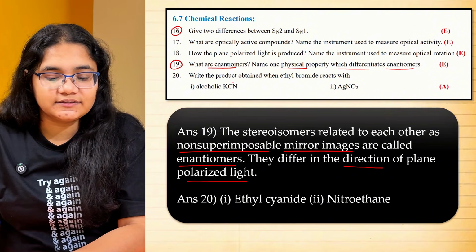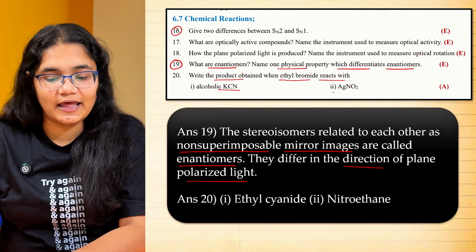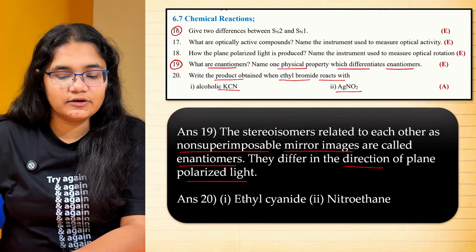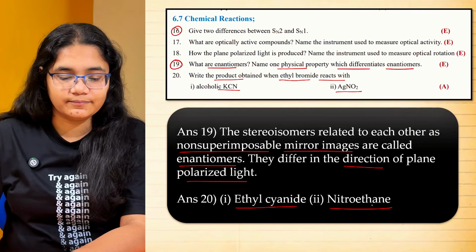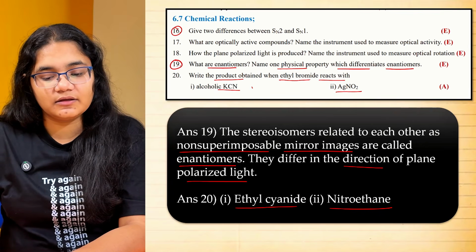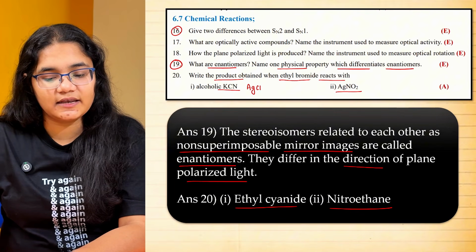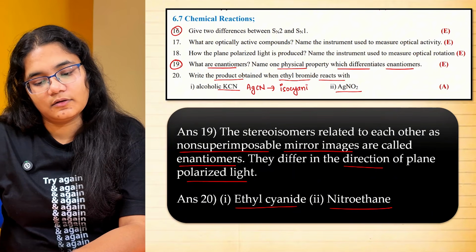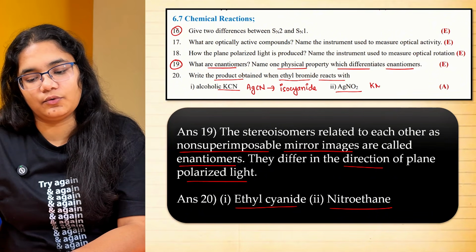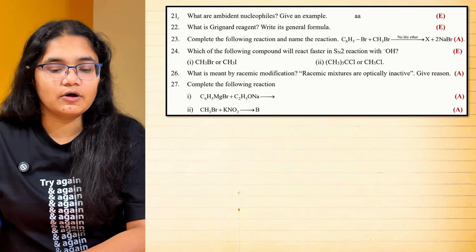Next, write the product formed when ethyl bromide reacts with KCN and AgNO2. So with KCN you will get ethyl cyanide, and with AgNO2 you will get nitroethane. Now similarly, remember with AgCN you will get isocyanide, and with KNO2 you will get RONO. Next we'll talk about question number 21.